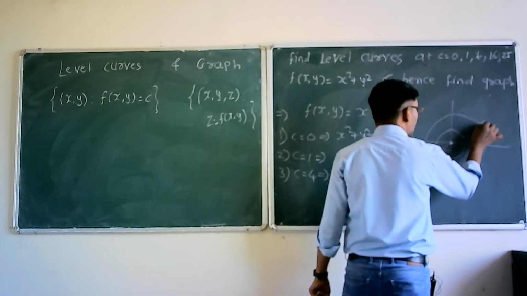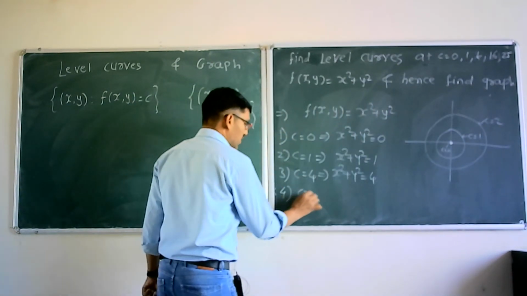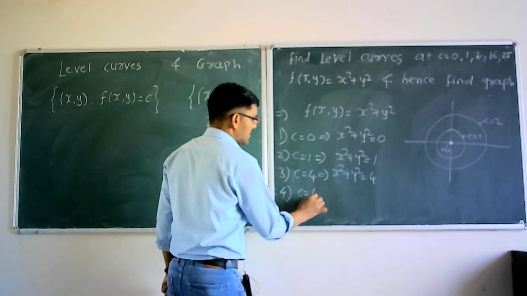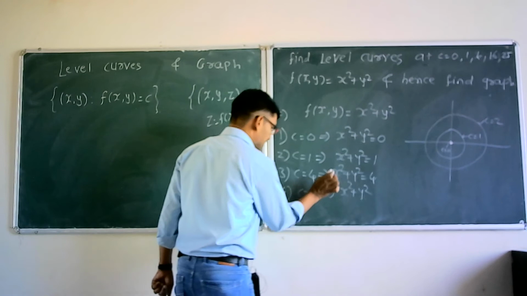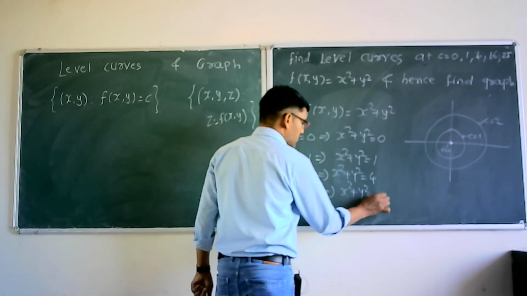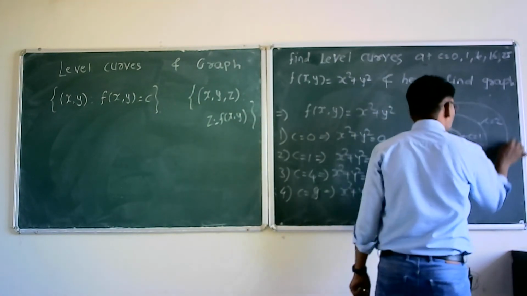So this is what c is equal to 2. Next, if we take c is equal to 9, then x square plus y square is equal to 9. It is an equation of circle having radius 3.